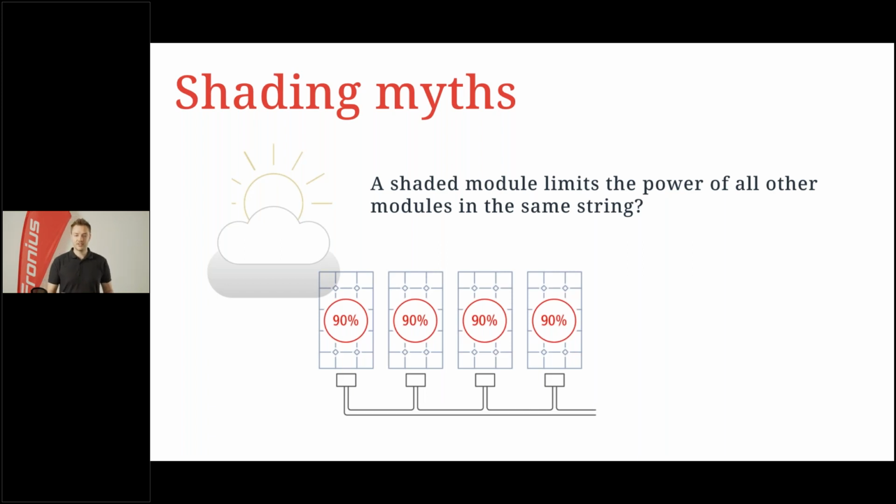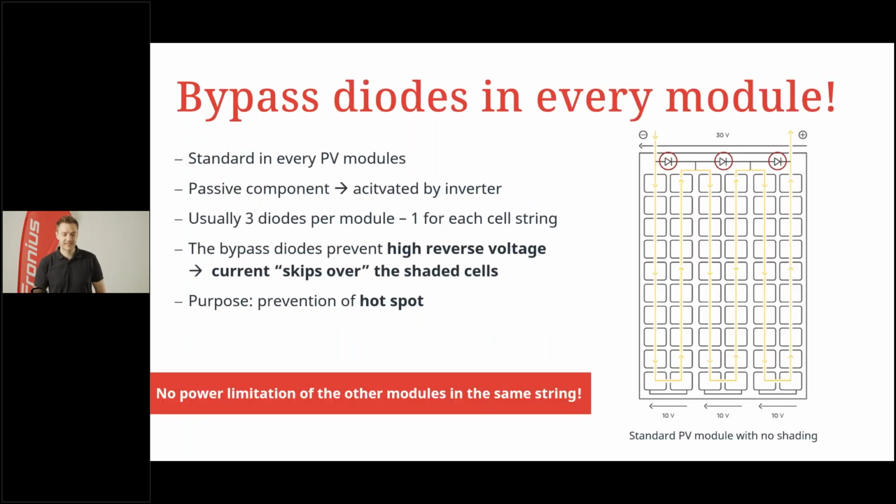I heard them, I guess, 10 years ago, and nowadays, of course, this is not realistic anymore, because the myth is basically that the shaded module limits the power of all the other modules in the same string. So as you can see in this example, when you put one leaf on a module field, then the whole string gets dragged down and the power losses are dramatically high, and that's totally not true anymore.